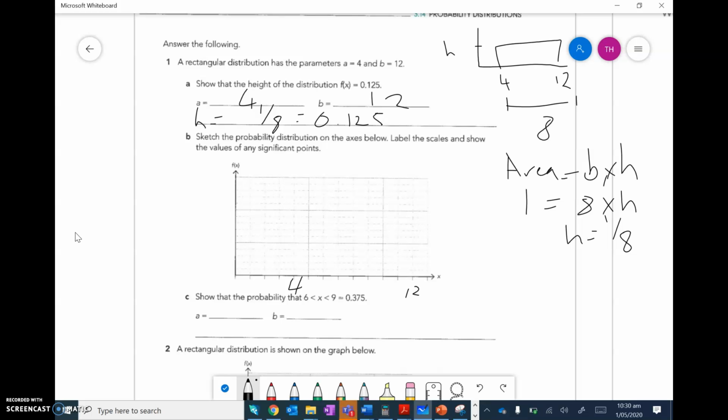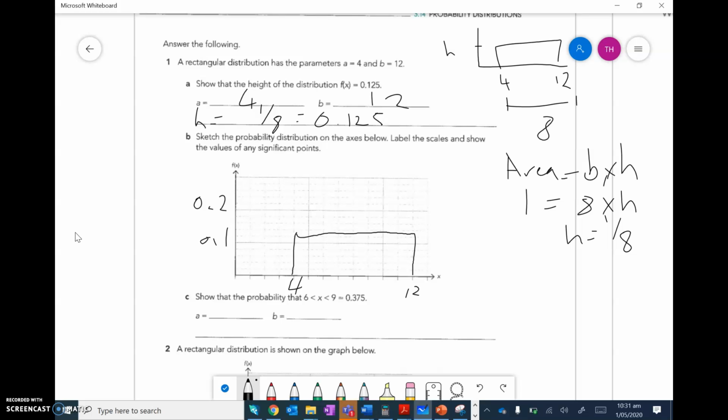And my height is 0.125. So if I say this is 0.1 and this is 0.2, then 0.125 is just going to be above the first one, halfway in between. So it's really hard with my finger to make this straight. You will use a ruler. So it's going to look like that.